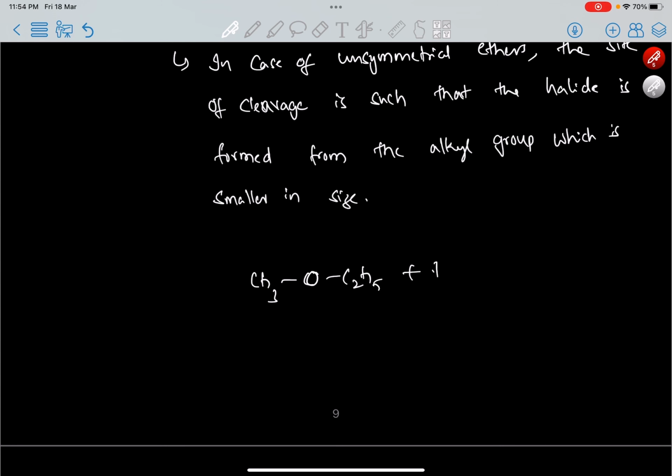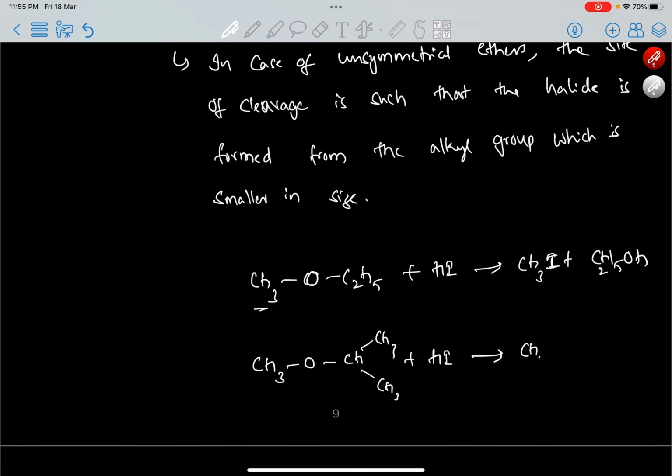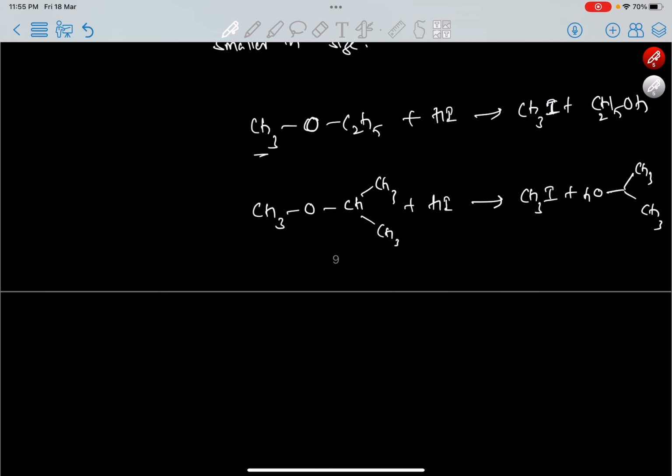So for example, if I have an ether like this, and I add halogen acid, then what do I get? I get CH3I along with C2H5OH. So this is what I meant: the alkyl halide forms from the alkyl group which is smaller. Again, if I take one more example and add the same reagent, I again get CH3I along with a secondary alcohol.